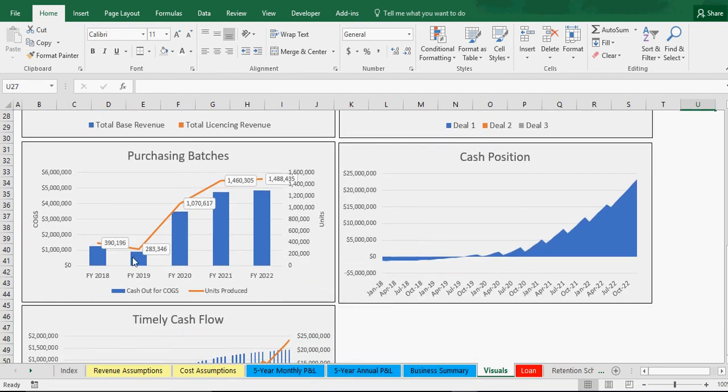Purchasing batches. So this is just the amount of inventory you're buying each year based on your assumptions, and then the actual cost of that is here. And then we kind of fall into the cash position. So this is based on your initial cash outlay, non-leveraged. This is non-leveraged.